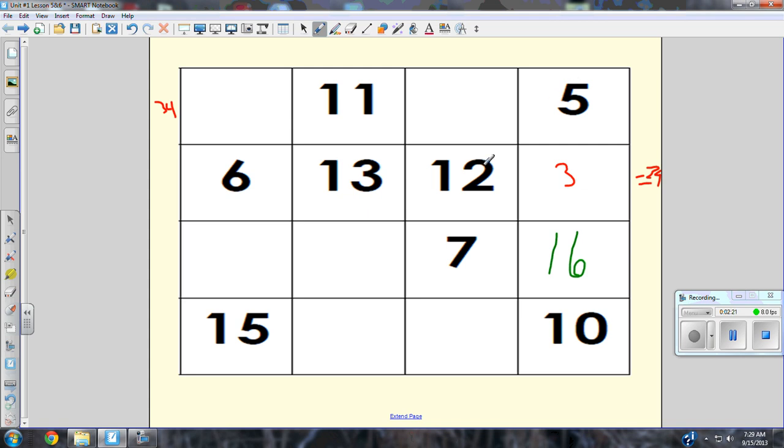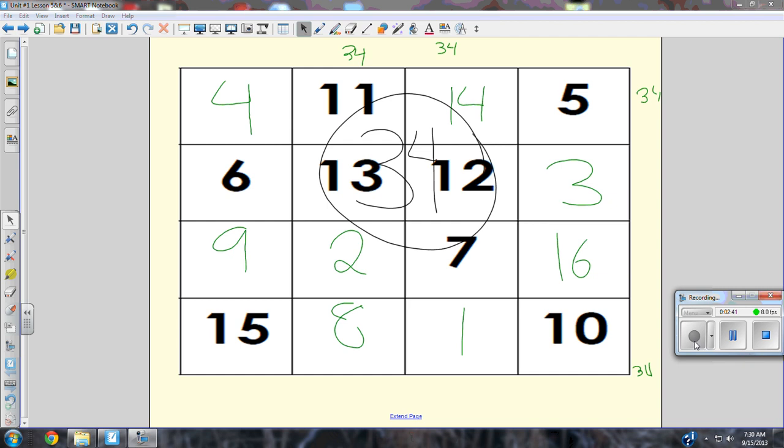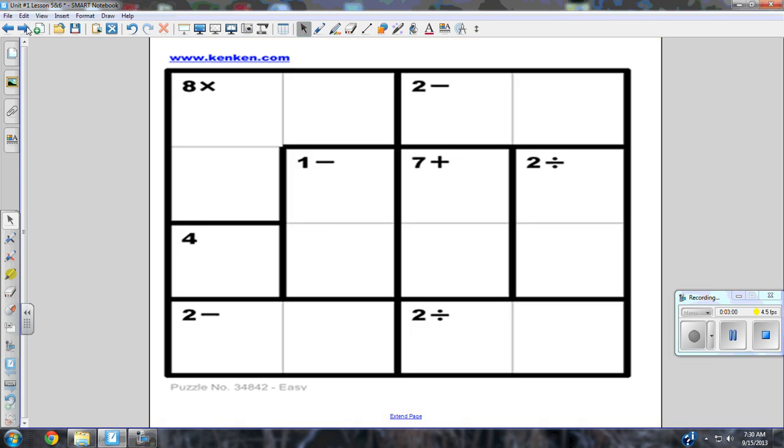5 plus 12 is 17. 17 plus 15 is 32. So what number would go there? And so on, until you have the puzzle complete. All said and done, you should have answers of 4, 11, 14, 5, 6, 13, 12, 3, 9, 2, 7, 16, 15, 18, 1, and 10. Let's move on.